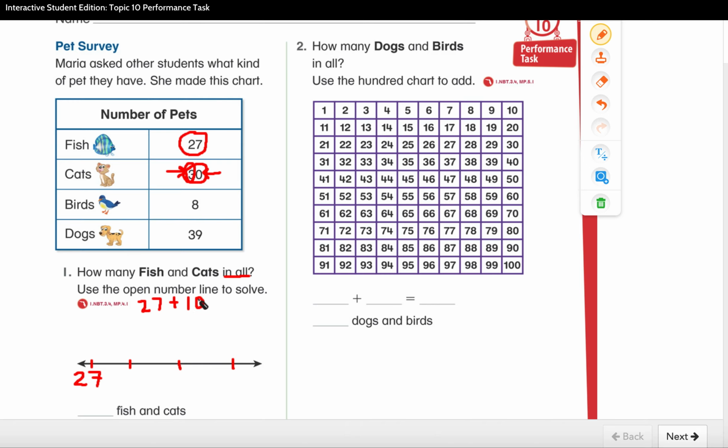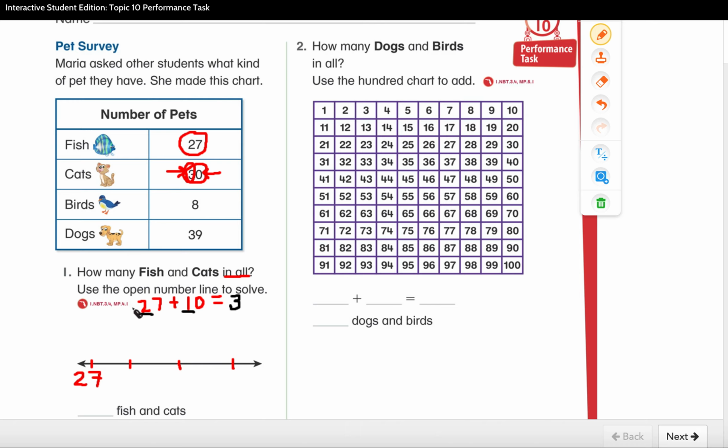So remember, when we are adding 10 to 27, are we changing the ones place? If we are adding 10, no, we're not changing the ones place. We're only changing this tens place, which is our 2. And how much are we changing it by? How many tens are in 10? Just 1. So it's like saying 2 plus 1, which is 3.